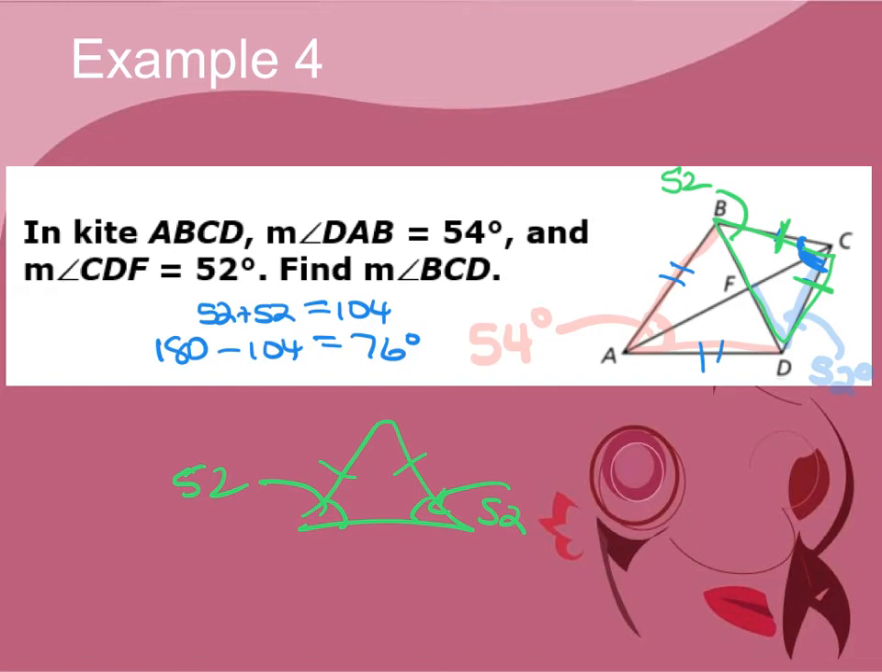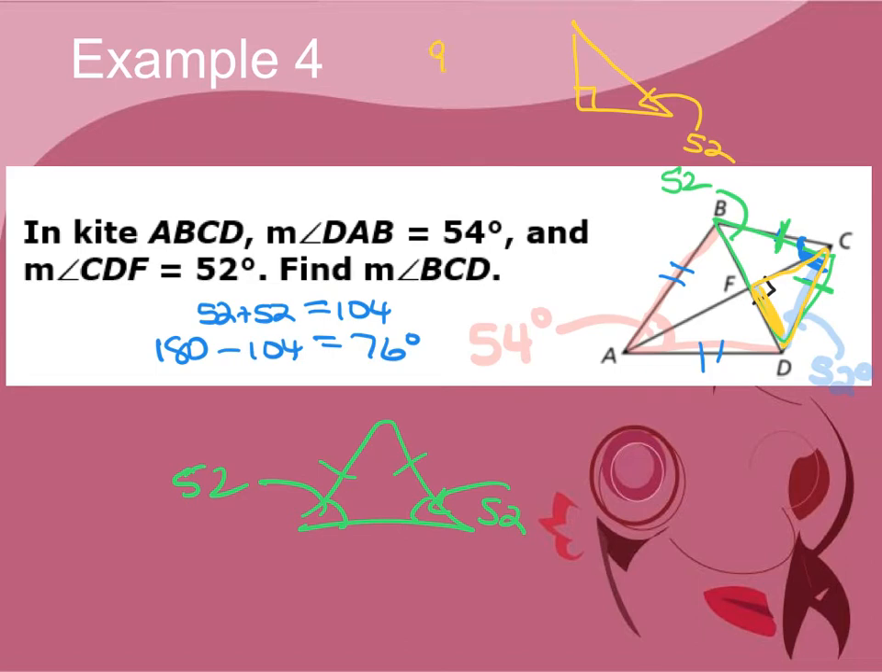Another way I could have solved this, if I didn't realize I had an isosceles triangle, is another property of a kite: the diagonals are perpendicular. So the other way I could do this is pull this little triangle out of here, and it's a right triangle, and this was 52. So what I could do is find the top part.